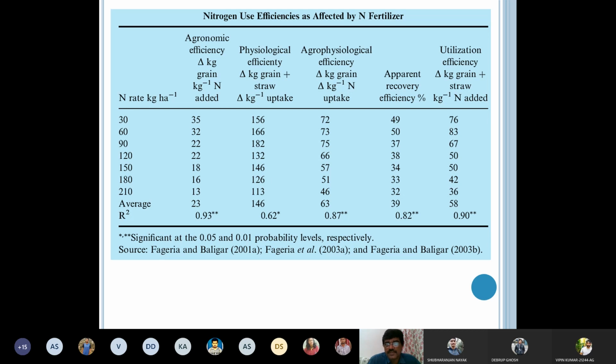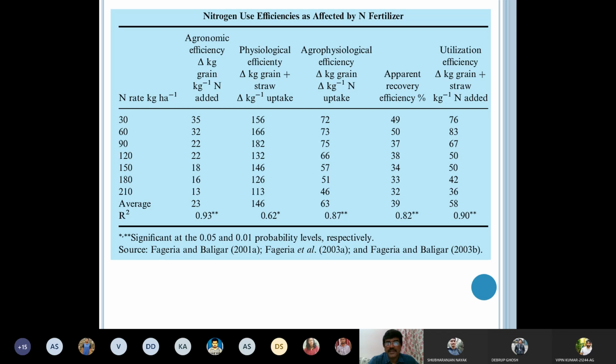Now you can see nitrogen use efficiency, just to show you some data. It means how much are the values of nitrogen use efficiency in this case. So you see N rate is 30, 60, 90, 120 and so on. Just see, the formula is also there, you can remember it. Agronomic efficiency is change in kg grain, means how much change is there in the output per kg nitrogen added. So this is 35, 32, 22. You can see it is decreasing. As you increase the rate of nitrogen from 30 to 60, 90 and so on, the agronomic efficiency decreases.